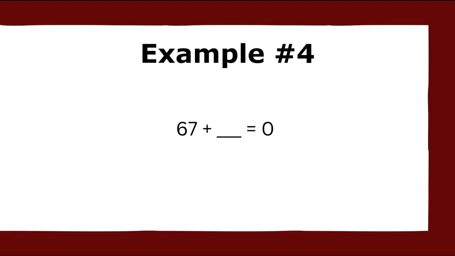Going on to my fourth and last example, I have 67 plus what gets me 0. I know that this 67 I'm starting off with is positive, and I'm going to do the opposite operation, which would be to make that a negative. And of course, I'm going to use that same number that I'm given. So I'm going to plug in negative 67. Positive 67 plus negative 67 gets me 0.